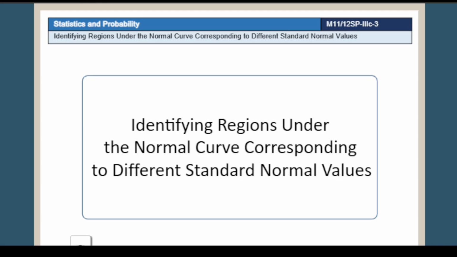So today we're going to discuss identifying regions under the normal curve corresponding to different standard normal values. Yesterday we discussed how to compute the mean and the variance, and now what we're going to do is talk about how to properly identify the regions under the normal curve.